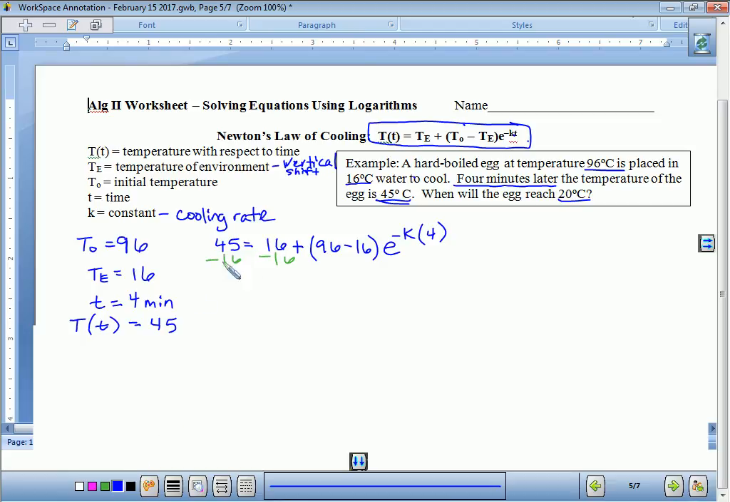And then 45 take away 16 is 29. Good. And we can go ahead and do this subtraction. Oh, you can switch it around like that? Yeah, it's multiplication, so I just put it in an order that's more pleasing to my eye. Alright, and now before we can solve, we must divide by 80. And it's okay to leave it as 29 over 80.